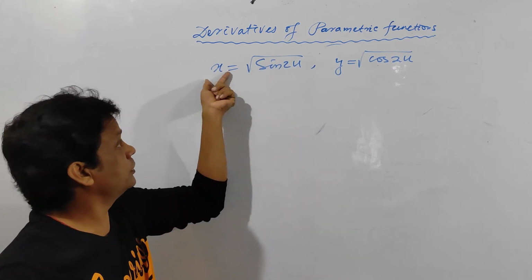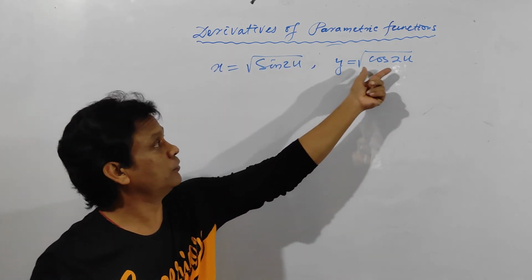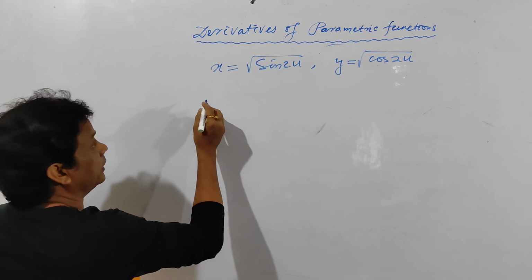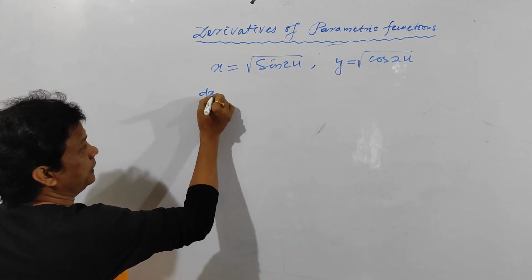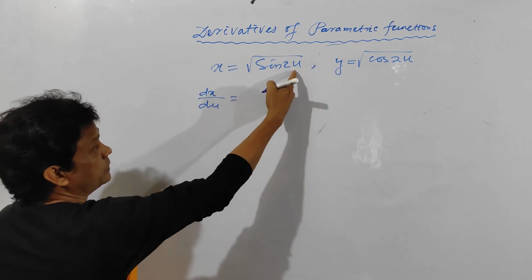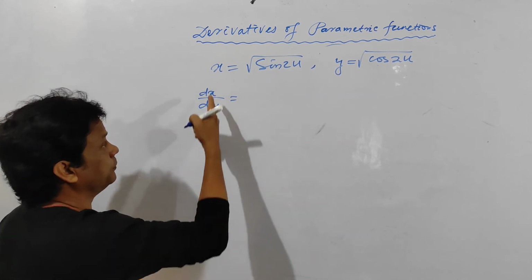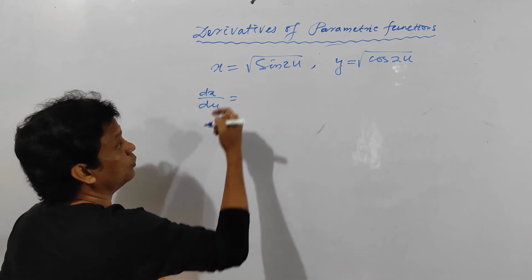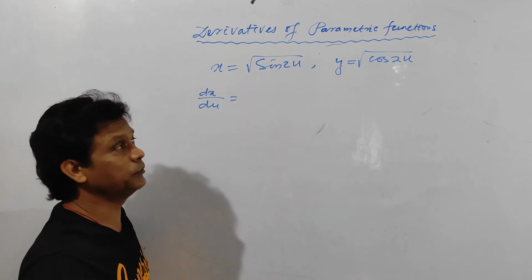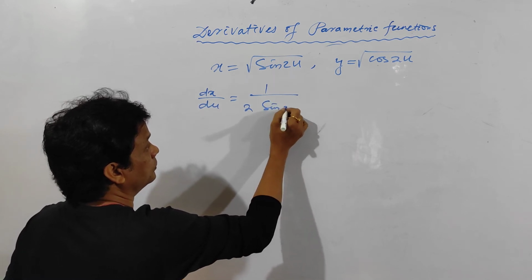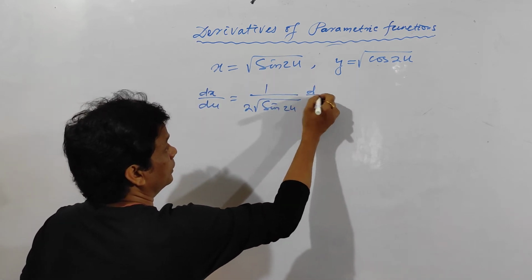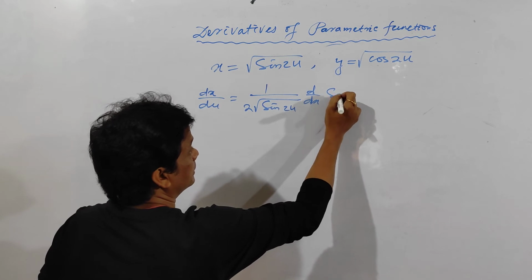See here, x is equal to root over of sin 2u and y is equal to root over of cos 2u. And how to find out this one? So what is dx by du? Here u is the parameter, so not t. So you want to find out dx by du. And derivative of root over of u is 1 by 2 into root over of u, into derivative of sin 2u.